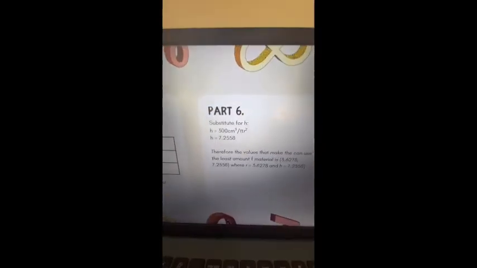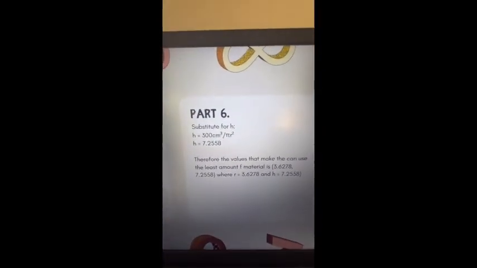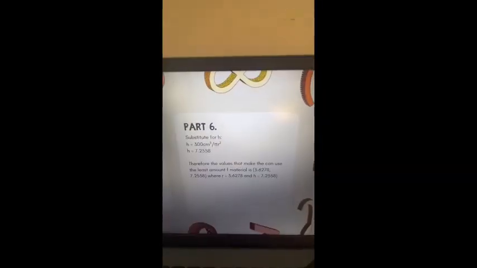7.2558, as you can see here in the presentation, and therefore the values that use the least amount of materials are when r equals 3.6278 and h equals the already mentioned 7.2558, as you can see in the presentation. Here it is.